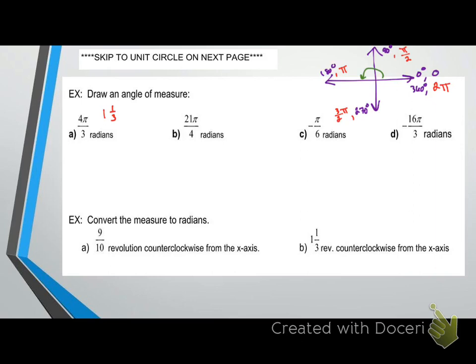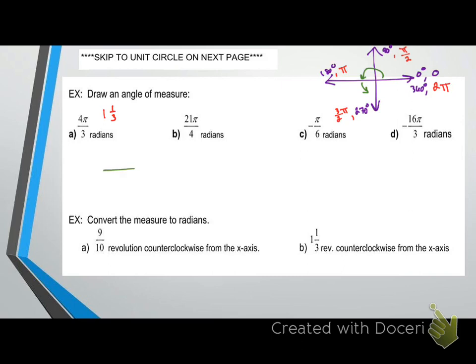So a third is less than a half, so it'll be somewhere right in here. I don't want to go another half pi, so I don't want to go all the way over to 270 or the 3 pi over 2. I'm going to go 1 full pi and then a third, which is less than a half. So I'm not going to go down to the half. I'm just going to stop there.